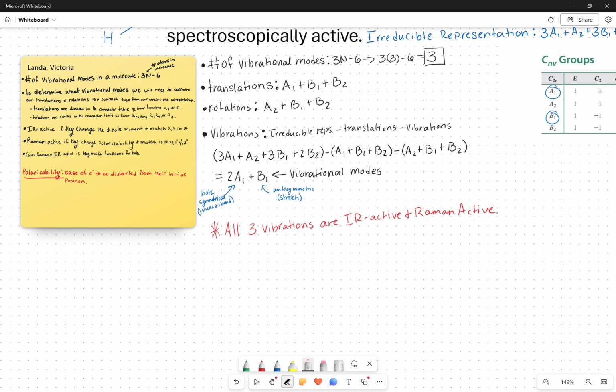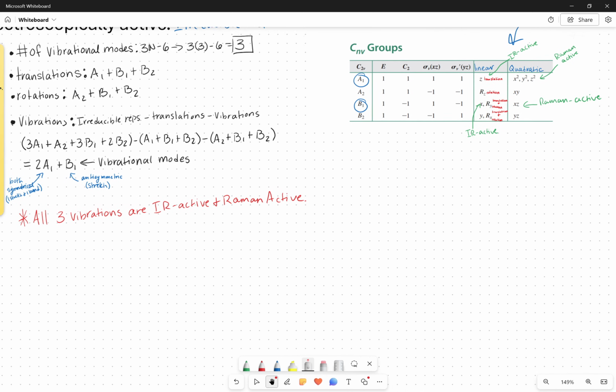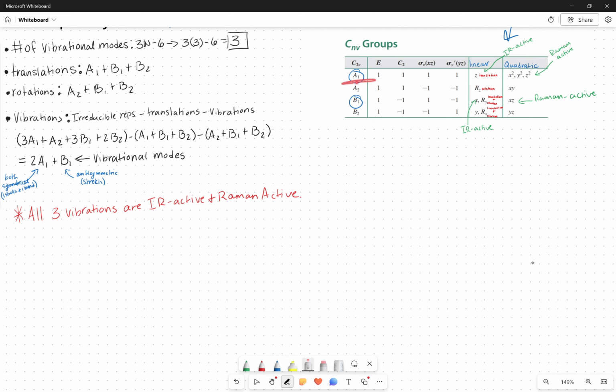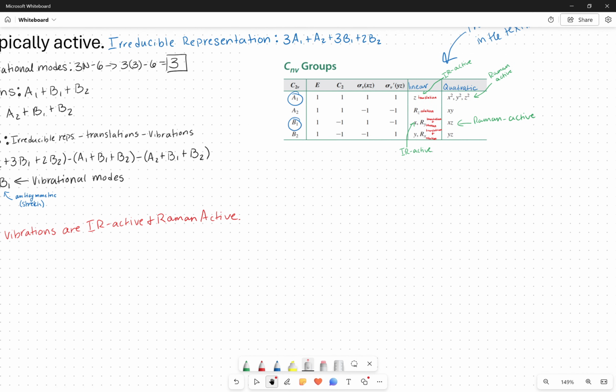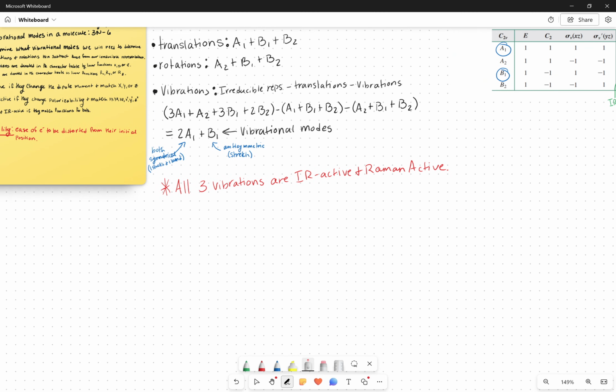Modes are Raman active if they change the polarizability, which is the ease of electrons to be distorted from their initial position, and if they match xy, yz, xz, x squared, y squared, or z squared functions. In our table, looking again at A1 and B1, we do in fact have a match from x squared, y squared, z squared, and xz, indicating that both are Raman active. So this means that all 3 of our vibrational modes are going to be both IR active and Raman active.